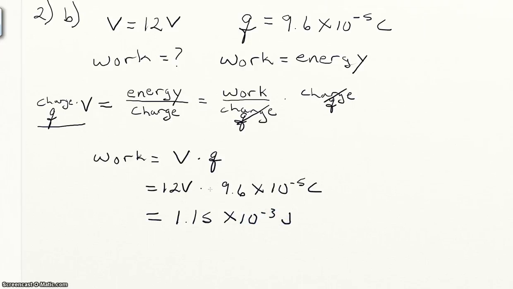Joules. And remember, a volt is a joule per coulomb, so the coulombs will cancel out with that part of voltage, leaving us with joules. And so joules being the unit of work, we know we're on the right track. Circle your answer, and we're done.